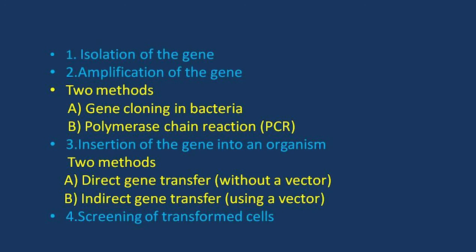Second step is amplification of the gene. We discussed two methods. One is gene cloning in bacteria using the cloning vectors PBR322 and PUC8. A better technique is polymerase chain reaction or PCR. In the third step, we discussed insertion of the gene into an organism. We discussed direct gene transfer and indirect gene transfer. In the fourth step, we selected out the transformed cells using the marker gene, that is kanamycin resistance gene. So these are the 4 steps of genetic engineering.